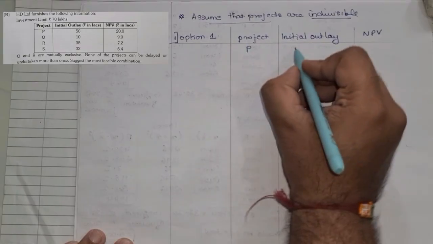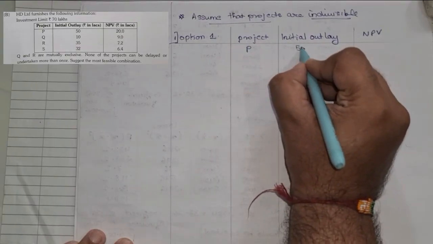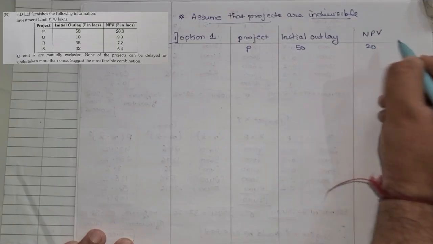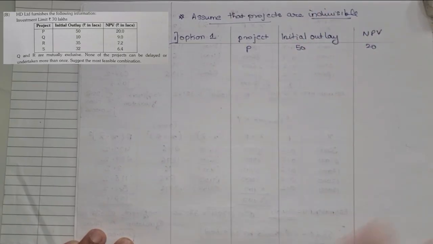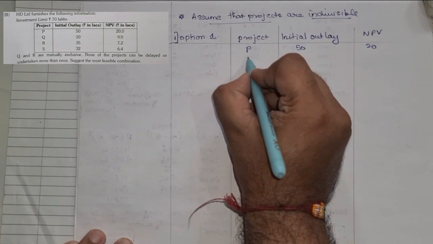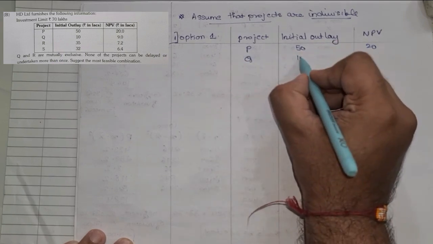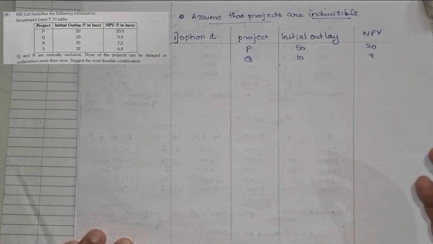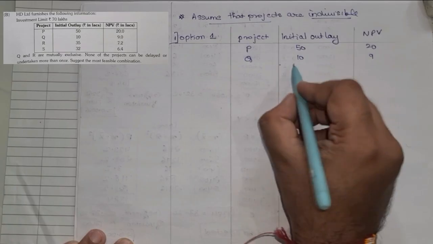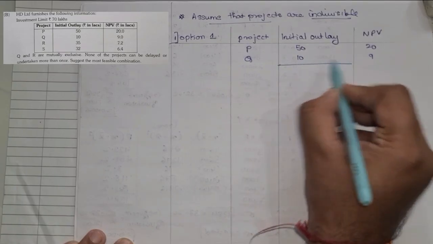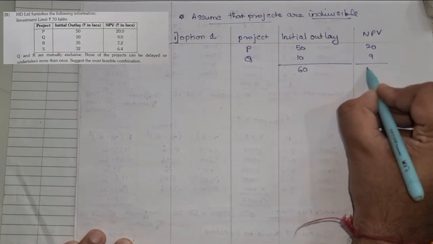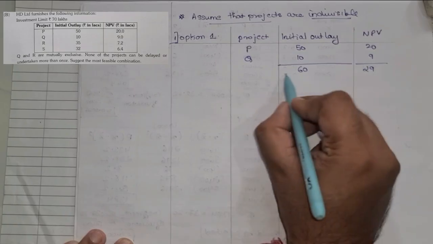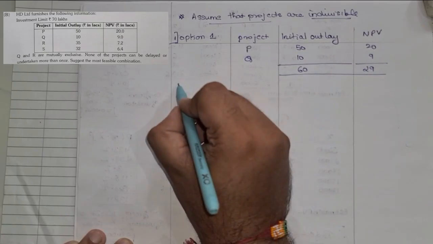So what if I'm using project P? The outlay is 50 lakhs and the NPV is 20 lakhs. But out of 70 lakhs, 50 lakhs is already used. So now I'll have to make a combination with something which does not cross 70 lakh. So what if I take P and Q? Q's outlay is 10 lakh and NPV is 9. If I take up any more project, it will become more than 70, which cannot happen. So basically this is 60 lakhs and I'll be getting 29 lakh NPV under my first option.